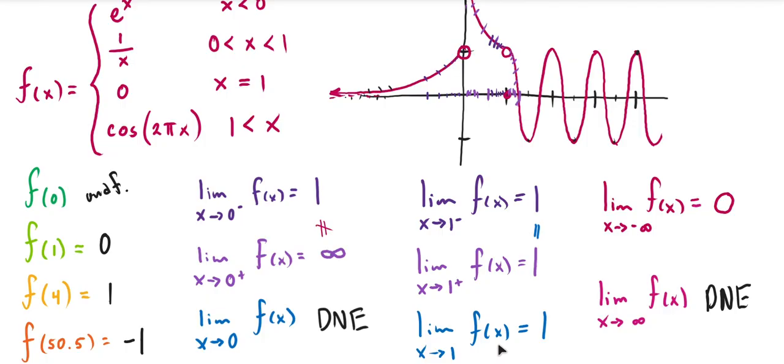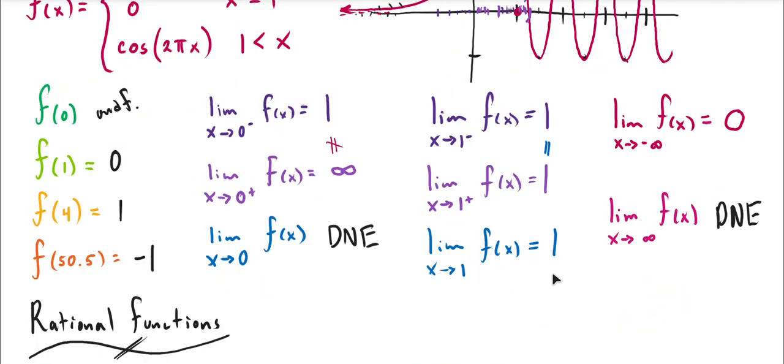You don't have a limit if it approaches two different things from the left and right, and you don't have a limit if the value never settles down and approaches one single value. That should do it for examples of piecewise functions. Let's move on to rational functions, that is, quotients of polynomials.